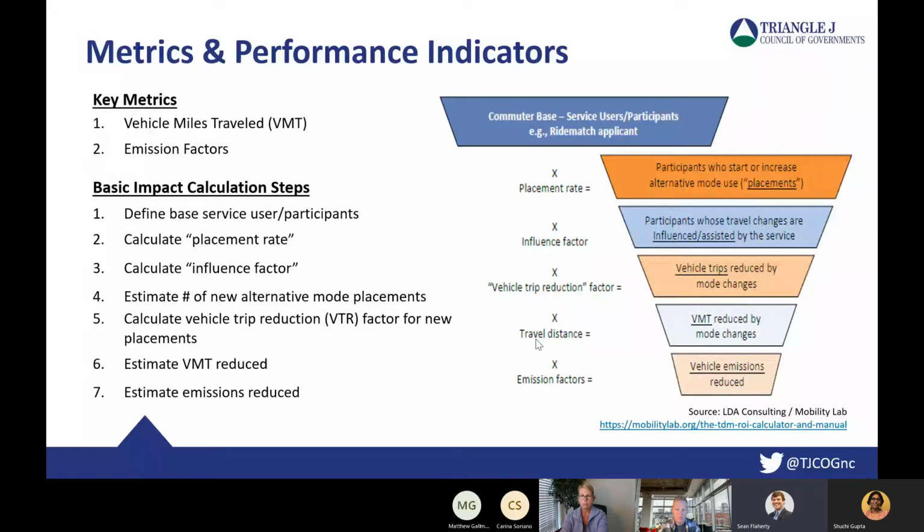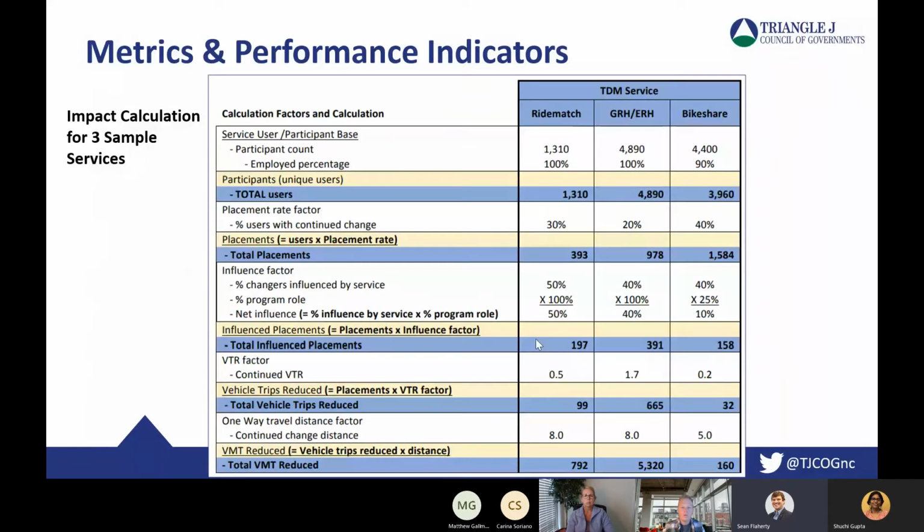My understanding of the vehicle trip reduction factor is that it's based on an average commute length for whatever area you are in. In the Triangle, we use 15 miles as the average vehicle trip. So I believe that's where you take that average length of a typical employment commute and factor that in. I could be wrong, and I apologize if I don't have the right answer there. But we can follow up and make sure that we get that right for you in the technical report.